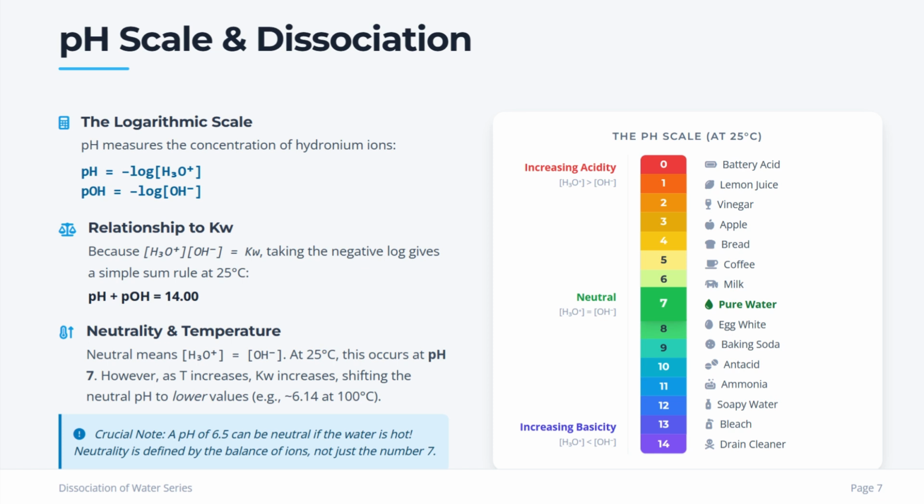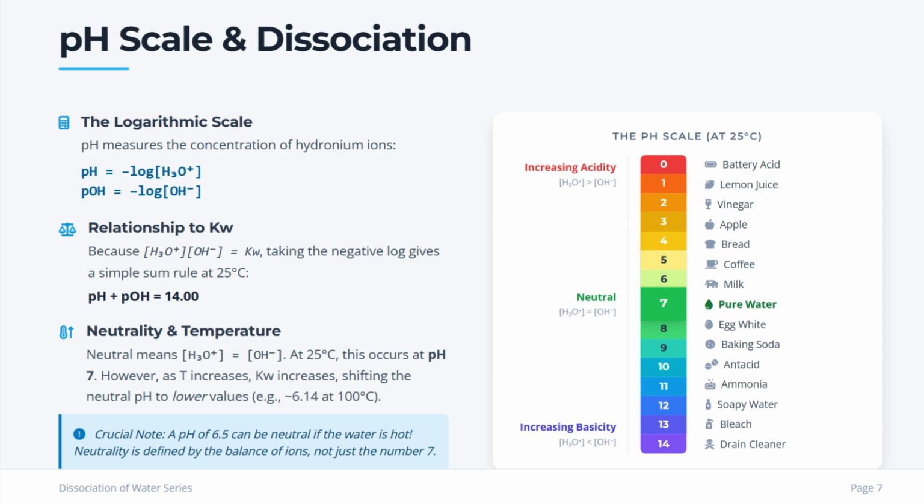Because of our friend K_W, where the product of hydronium and OH concentrations is always constant, we get a simple relationship to K_W. If we take the negative log of both sides of the K_W equation, we get a wonderfully simple sum rule at 25 degrees Celsius. pH plus pOH equals 14.00.